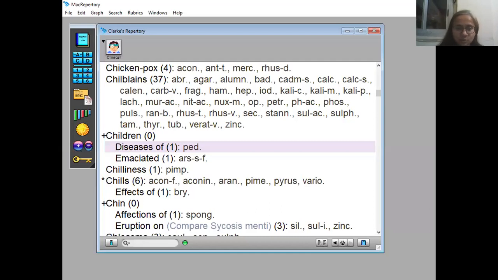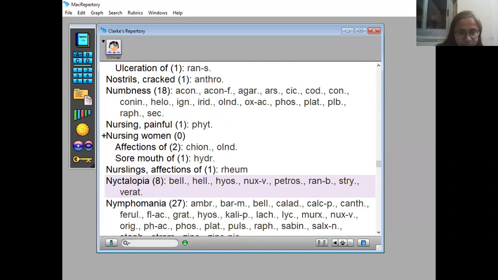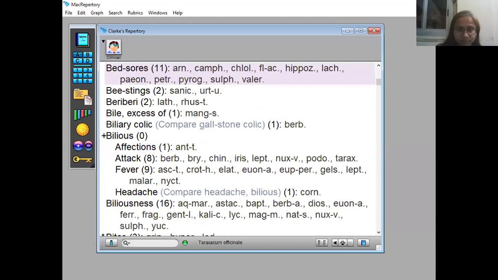Then look at these rubrics. These are a few interesting rubrics which I will share with you. So children, diseases of, okay, and the remedy is Pediculus, which we don't think about. It is a louse, okay. Then nyctalopia. Okay, this is also a very clinical rubric which we don't get in other repertories generally.